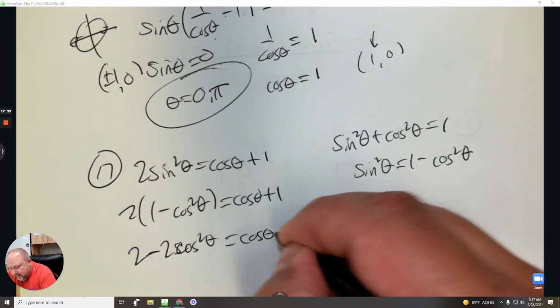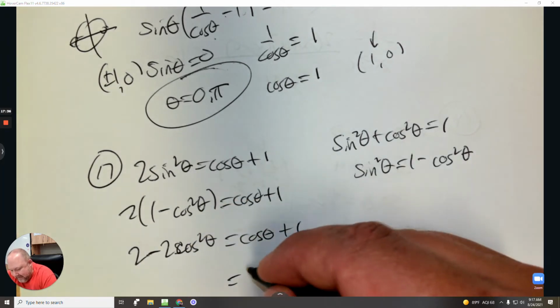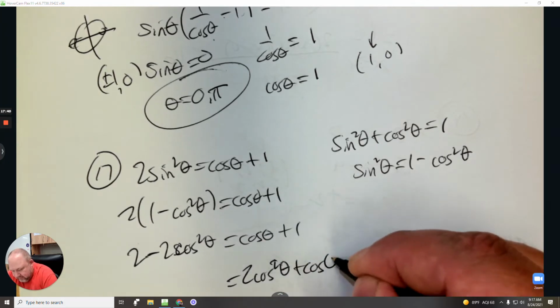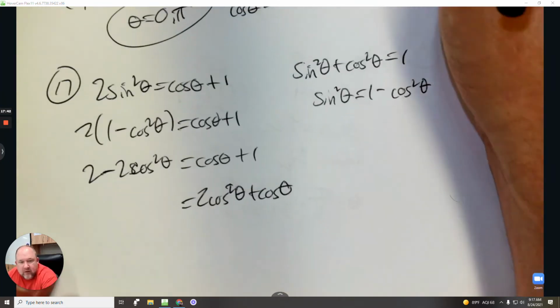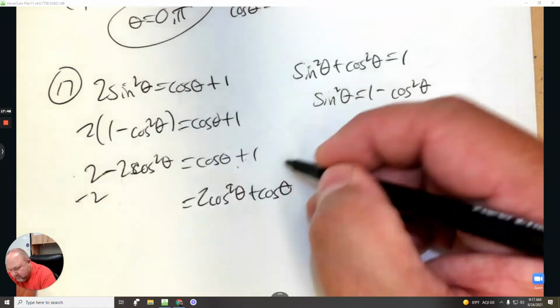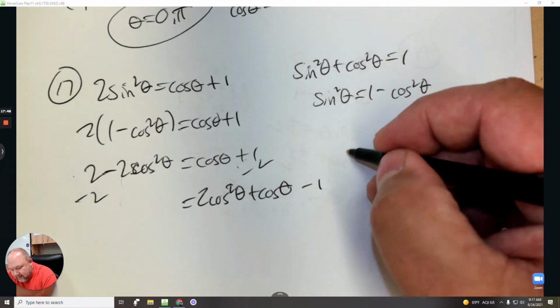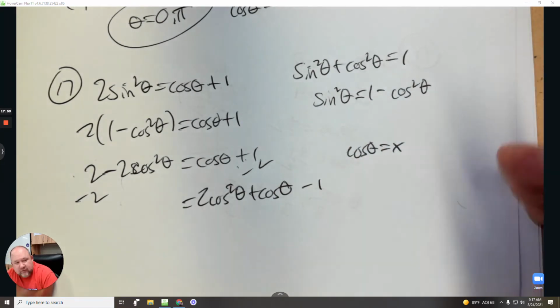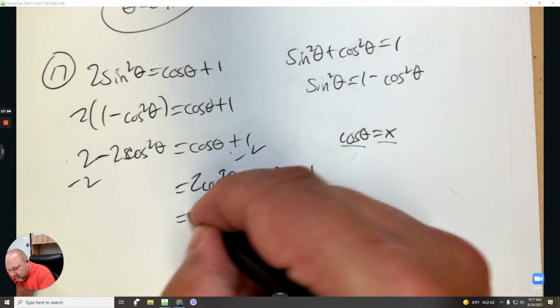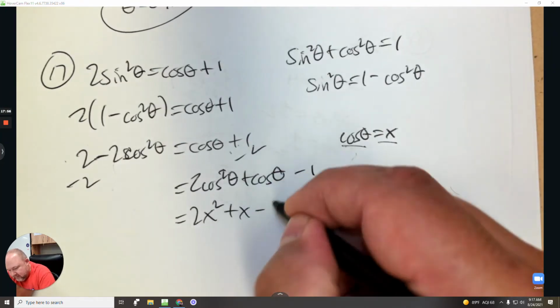Now it's a quadratic. So I'm going to add 2 cosine squared to the right. We already have positive cosine theta there. And then I'm going to subtract 2. So 1 subtract 2 is negative 1. If you like, you can do a substitution to make it look easier. So instead of cosine, make it x. So it's just a regular quadratic to look at.